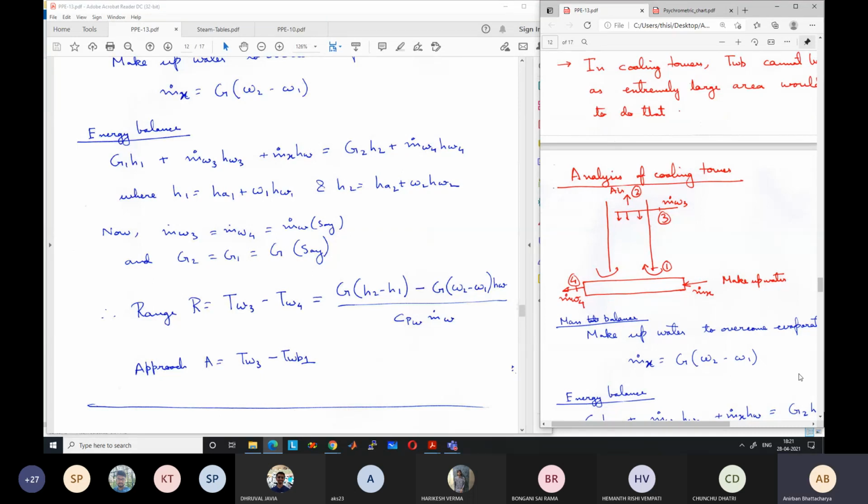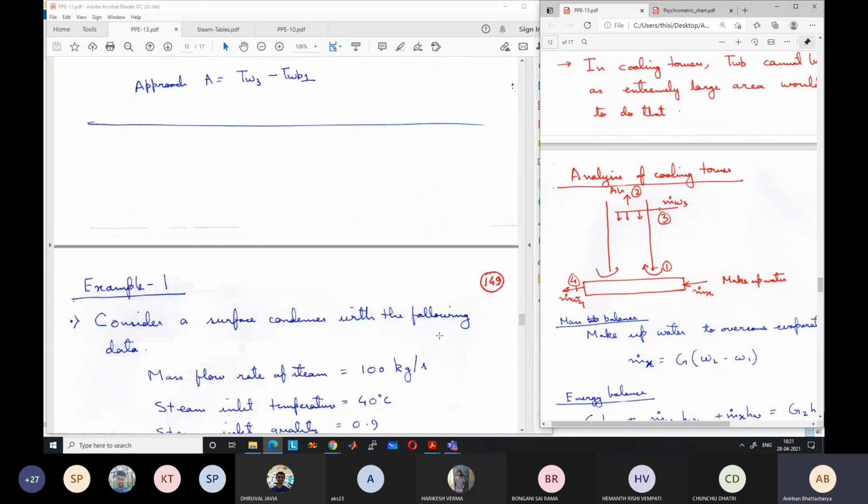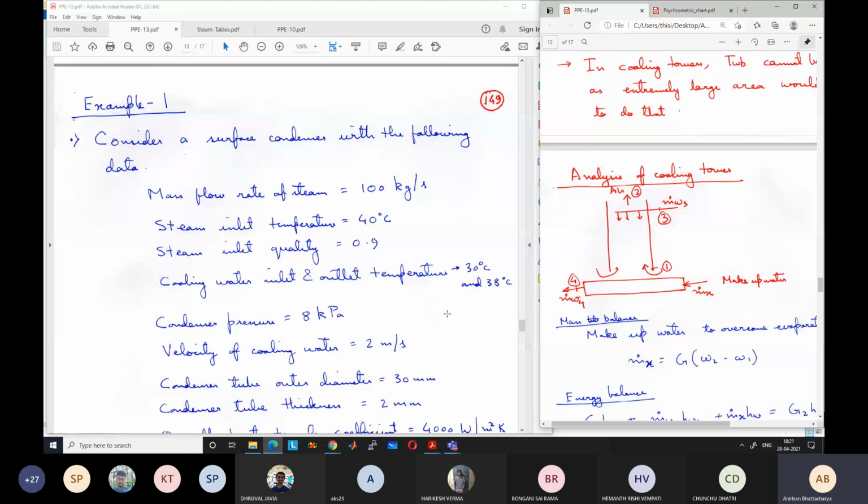So anyway, let's continue and see a couple of problems. So first is the standard problem for a surface condenser. Okay. So we have the following data. Mass flow rate of steam is 100 kg per second. You can see the screen, right? Yes. Okay.